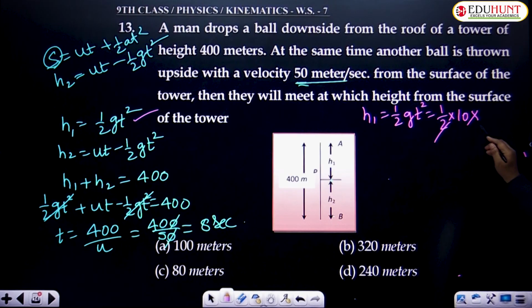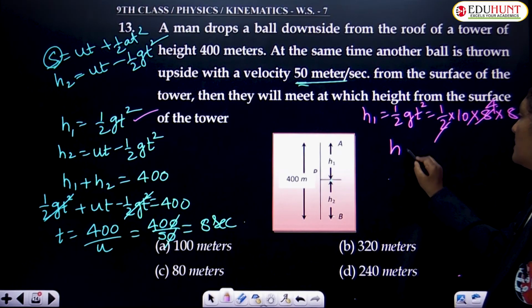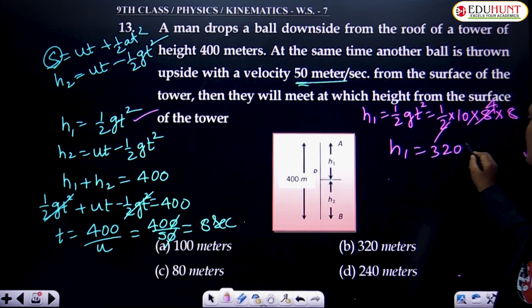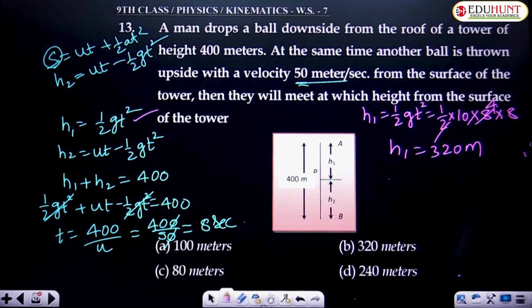So I considered it here as 10 into t square, how much? 8 into 8, 2 goes 4 times. 8 4 is 32. 32 into 10 is 320. So h1 was found to be 320 meters.